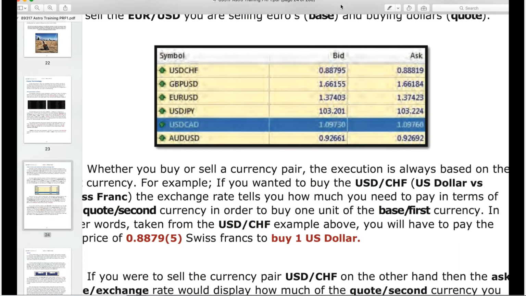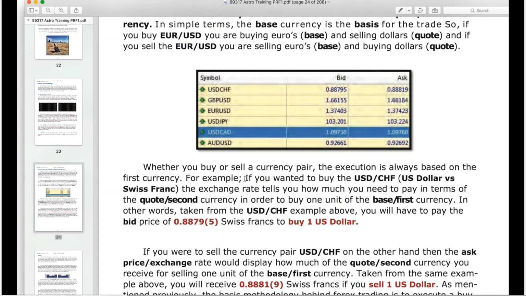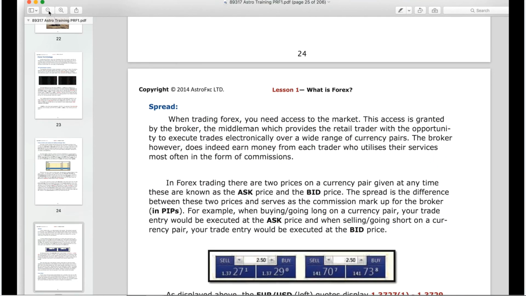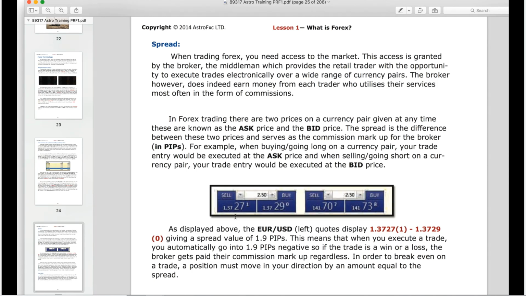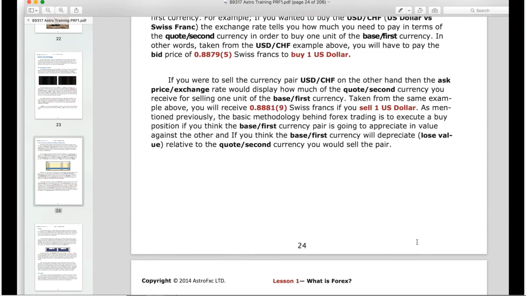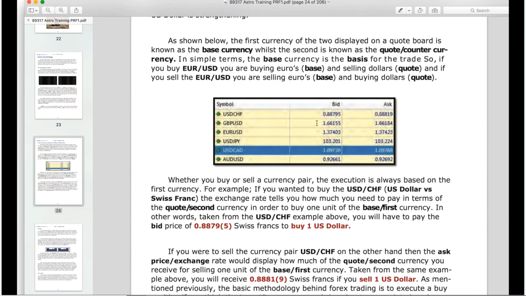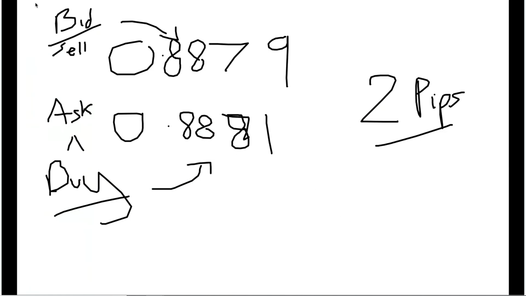Okay, the spread. Now, what I will say about the spread, all of this is in the book as well for you to refer back to. So here we go, spread. It's got the bid, the ask, the spread, and you can see the different examples. So GBP USD, 1.6615, 1.6618. That's a 3 pip spread. Spreads are the broker's commission to enter a trade.